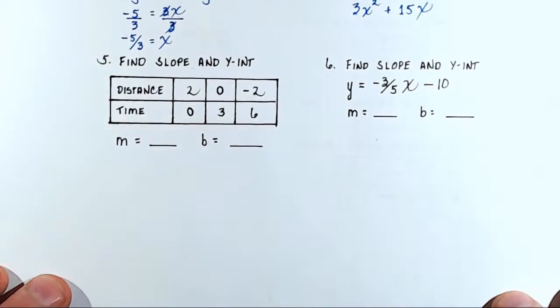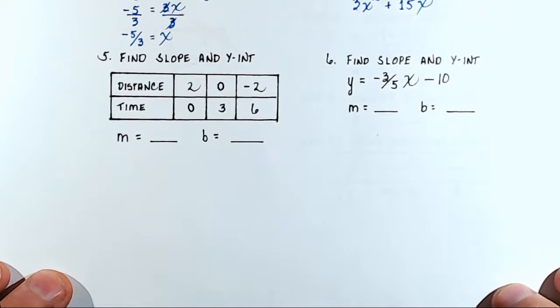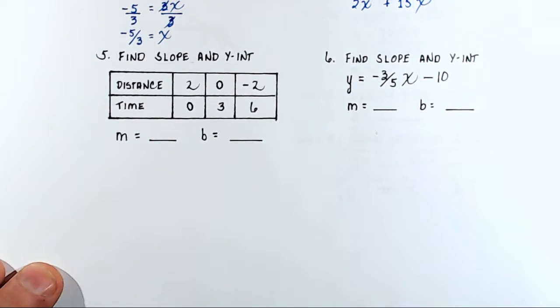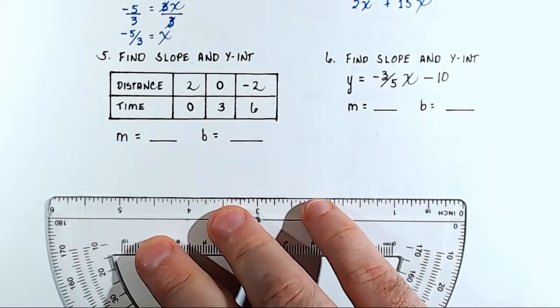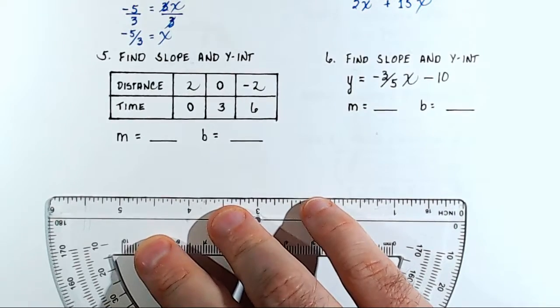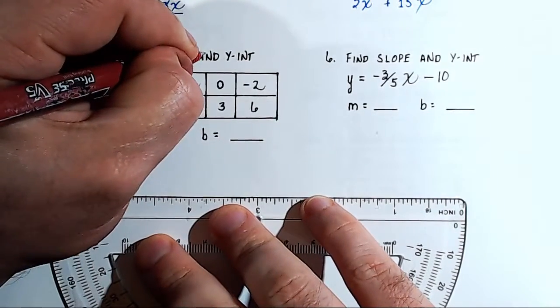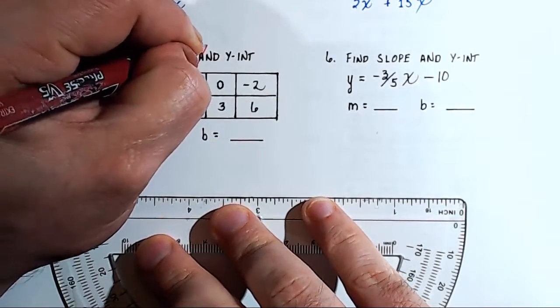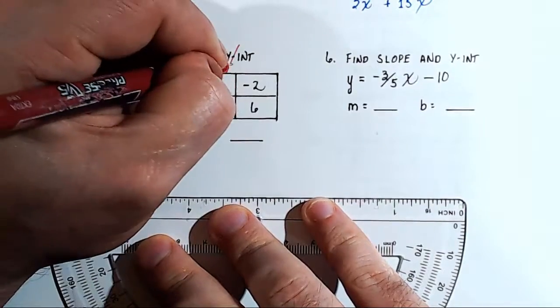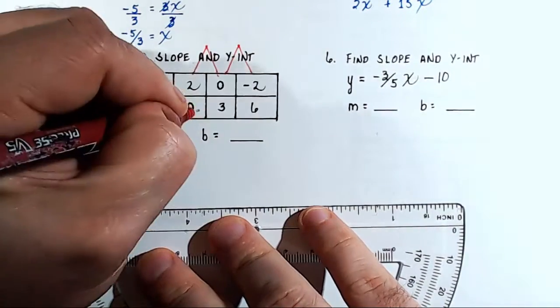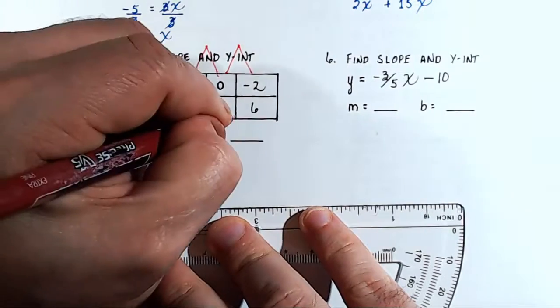So that's the 4th problem. And now the 5th problem, find slope and y-intercept. Okay, here again, this time we're presented with a table. And what we need to do is draw our alligators. So I'm going to draw, here's an alligator, and here's an alligator. And then down here, we've got alligator and alligator.